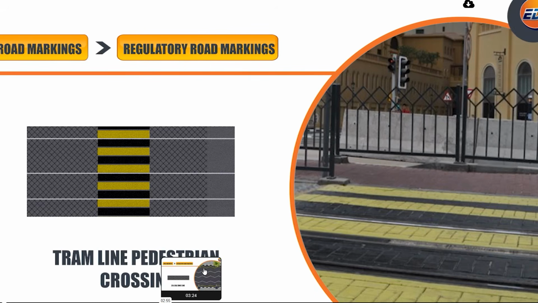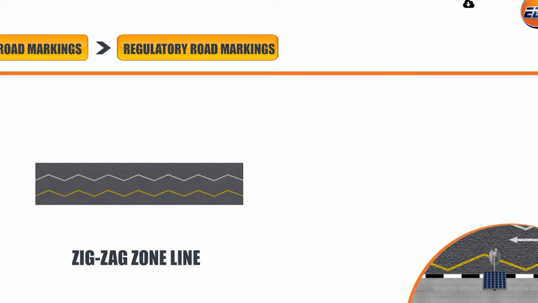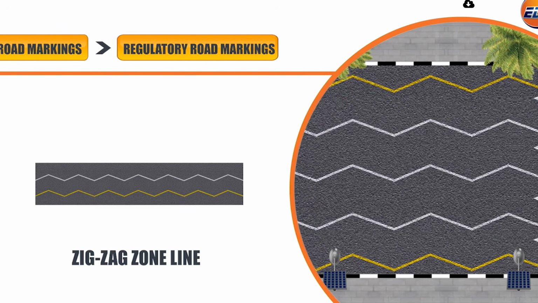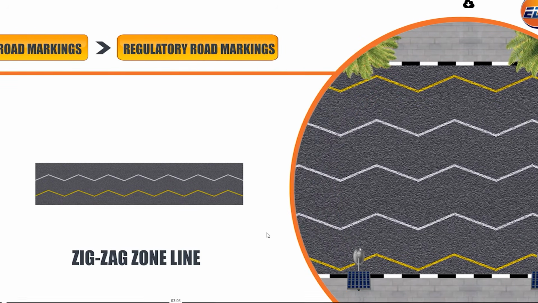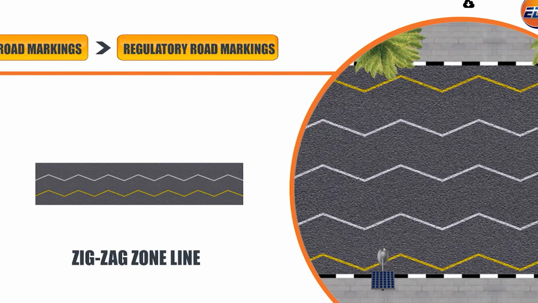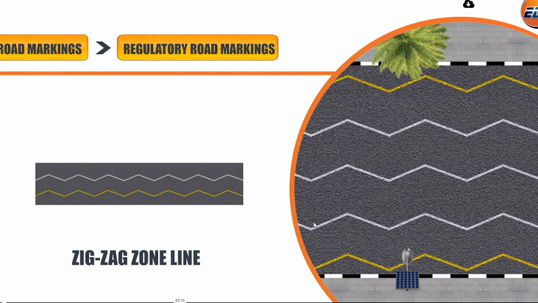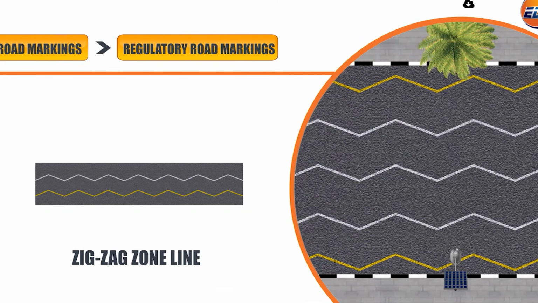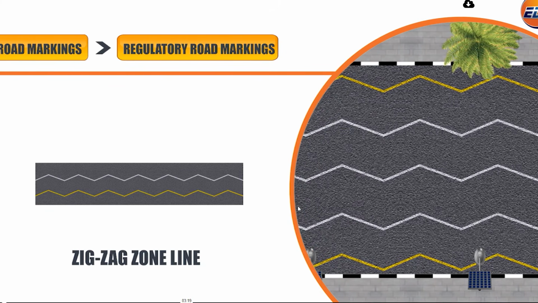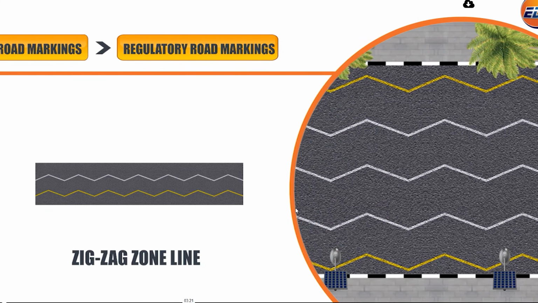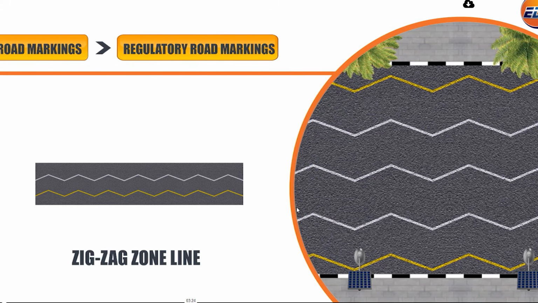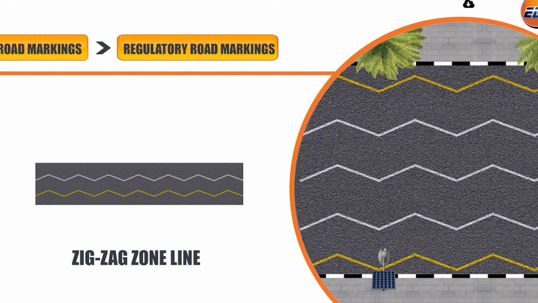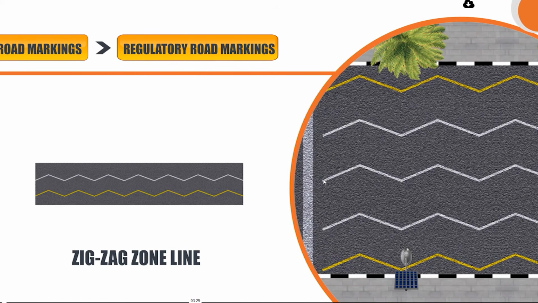Zigzag zone line. Zigzag lines are marked with yellow at the edges and white in the centre along the carriageway, which mandates road users that motorists shall not stop or park adjacent to the line markings except to give way to pedestrians or cyclists, change lane, overtake, or reverse. Cyclists and pedestrians shall not cross the zigzag zone except at pedestrian crossing.